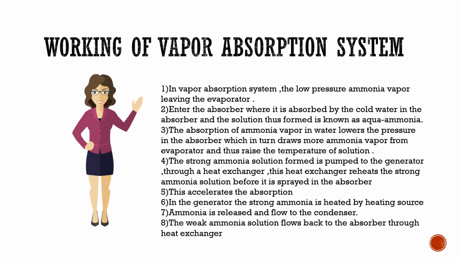The strong ammonia solution formed is pumped to the generator through a heat exchanger. This heat exchanger reheats the strong ammonia solution before it is spread in the absorber. This accelerates the absorption. In the generator, the strong ammonia is heated by a heating source. The ammonia is released and flows to the condenser. The weak ammonia solution flows back to the absorber through the heat exchanger.